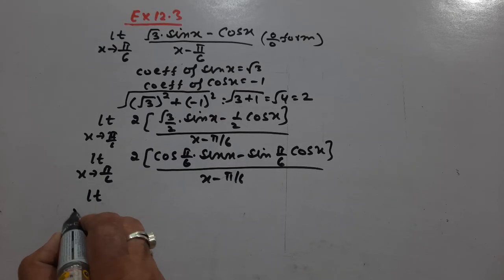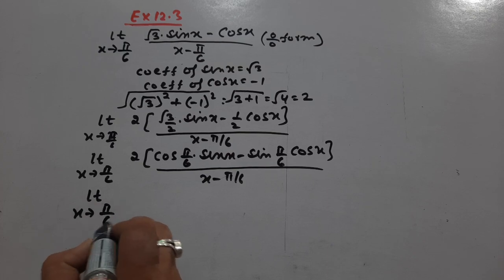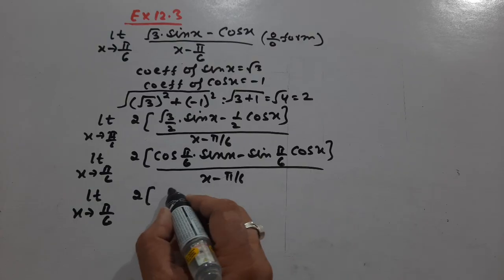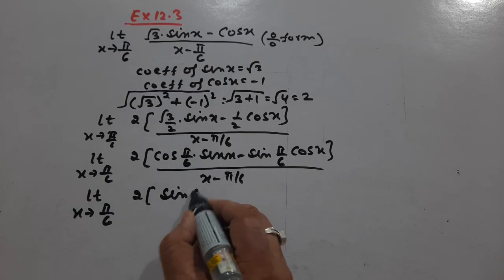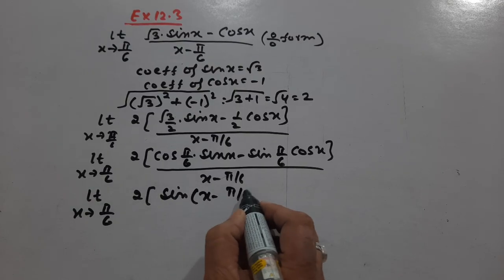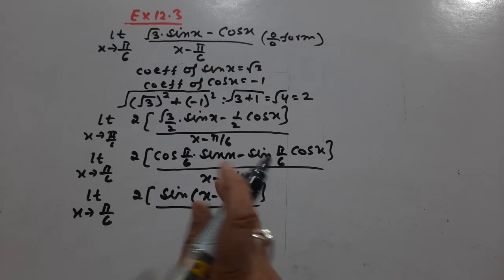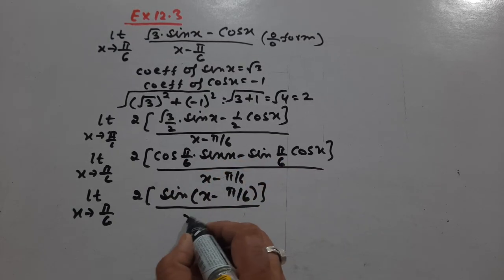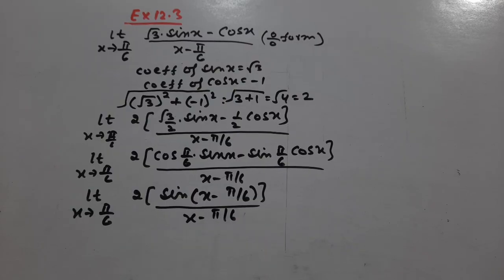Now limit x tends to pi by 6. This is the formula of sin a cos b minus cos a sin b, which is equal to sin of a minus b. In place of sin a cos b minus cos a sin b, we can write sin of a minus b, so we get x minus pi by 6.